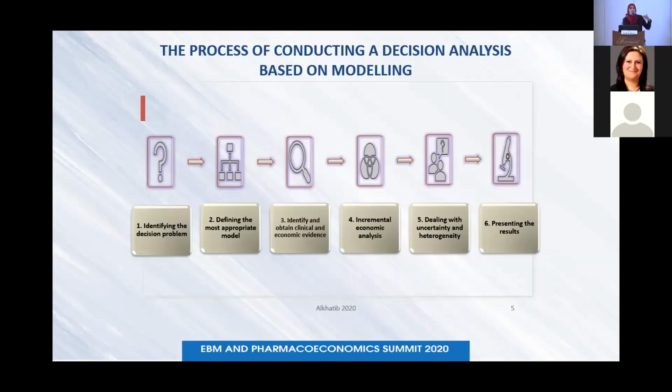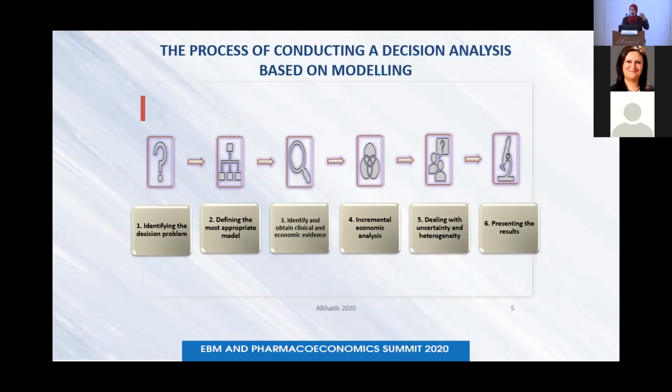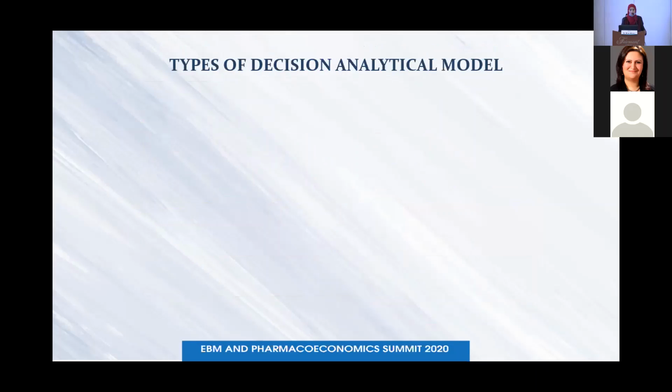We first start with identifying the research question, followed by defining the most appropriate model, and then we have to collect the clinical evidence and economic data. Then we will do the ICER, the incremental economic analysis, and we then have to deal with the uncertainty and present the results in a cost effectiveness plane. Okay, I will not talk about the details of this process because I don't have a lot of time. So I will focus on the models themselves.